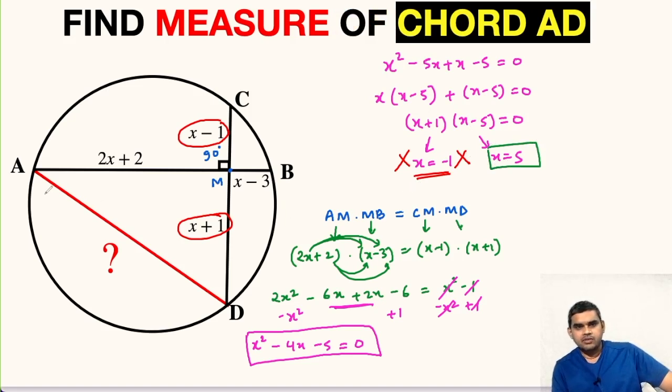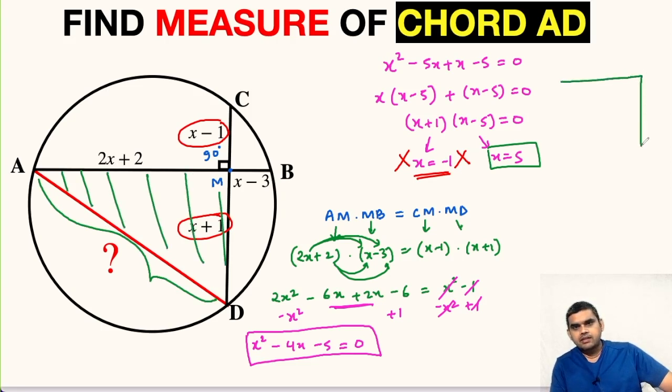Now our main aim was to find the length of this chord AD. So let us focus on this triangle AMD. Let me draw it outside separately. This point is A, this is D, this point is M and this angle is 90 degrees. AM, this length is 2x plus 2. Let us substitute 5 in place of x. So this will be 5 times 2, 10, plus 2, 12 units. Likewise, MD is x plus 1, so this will be 5 plus 1, 6, and AD is unknown.